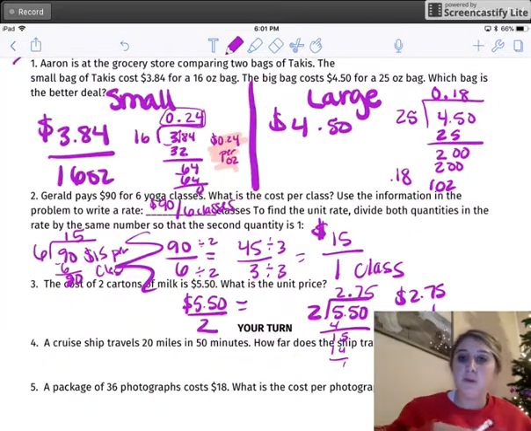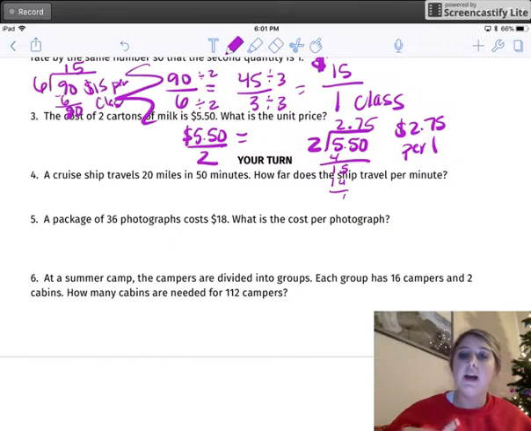All right, so those were your turns. Now, or mine, I want you to do these 3 your turns, and then you will be checking them with me at the next station.